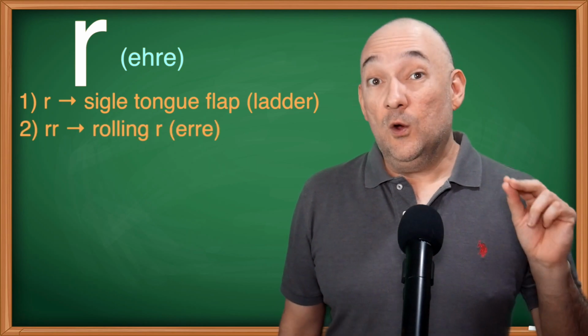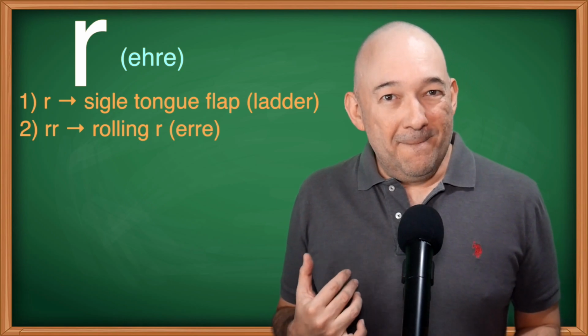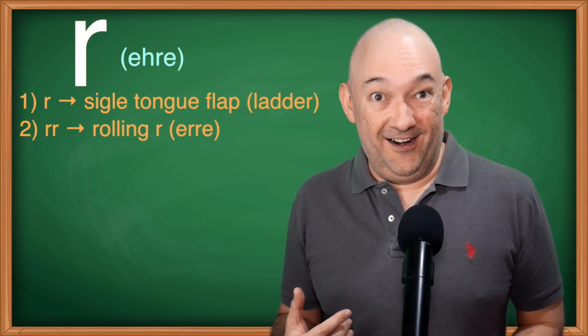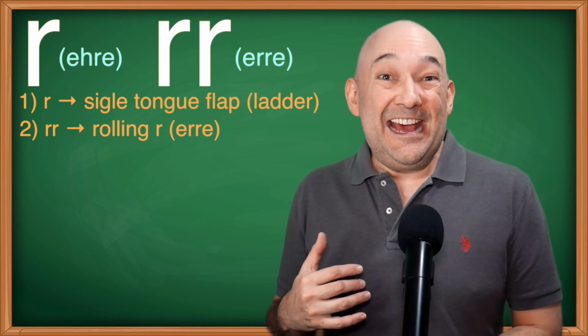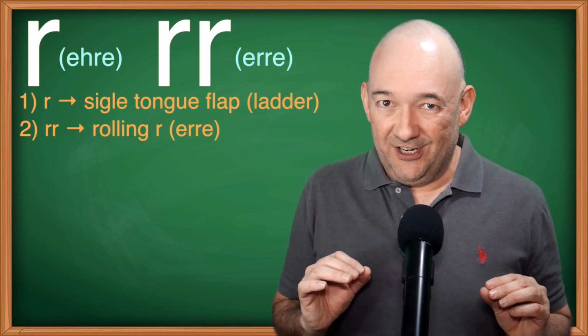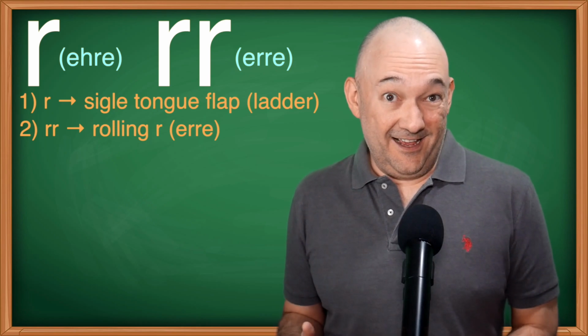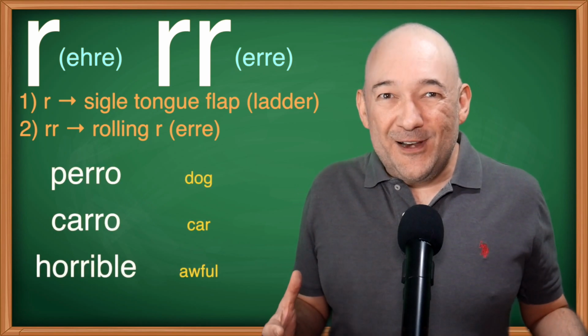Number 2. When you have two eres together in Spanish, you must make the sound of the rolling R. Once again, this is not a new letter. This is called R, and the R is a sound, not a consonant. You can find the R in words like perro, carro, horrible.